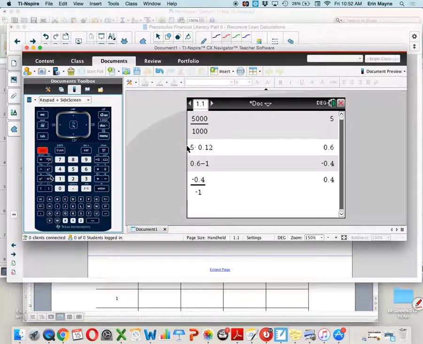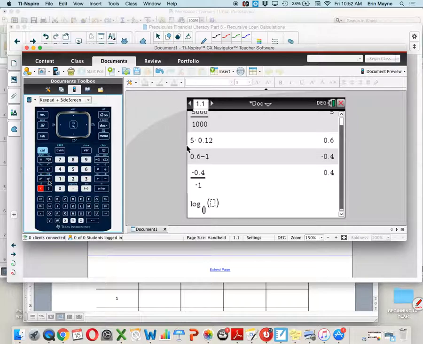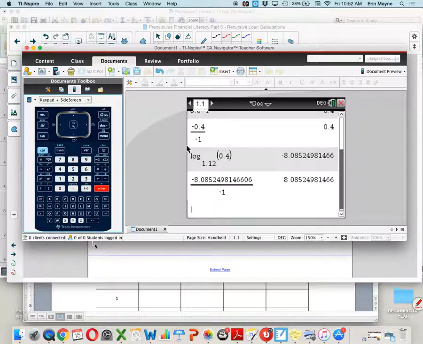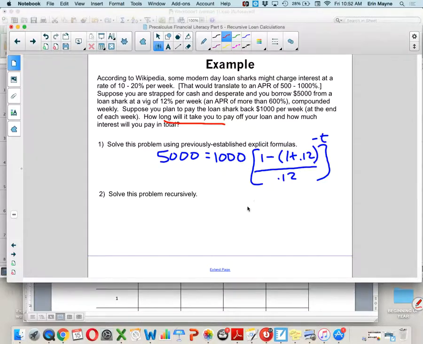Take the log of both sides. My base is 1.12, and then this is, I can either drop this in, or in this case, it's easy enough, I can just type it. Last step is, technically, divide by negative 1. So my answer here for the amount of time is 8.08.